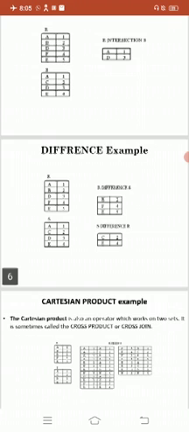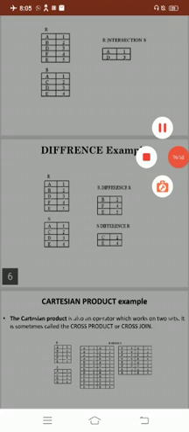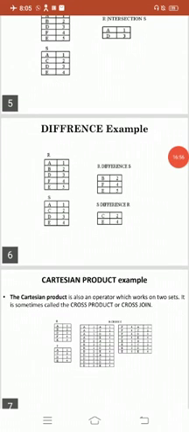A is equal to 1, B is equal to 2, D is equal to 3, F is equal to 4, E is equal to 5. And the other table: A is equal to 1, C is equal to 2, D is equal to 3, E is equal to 4.